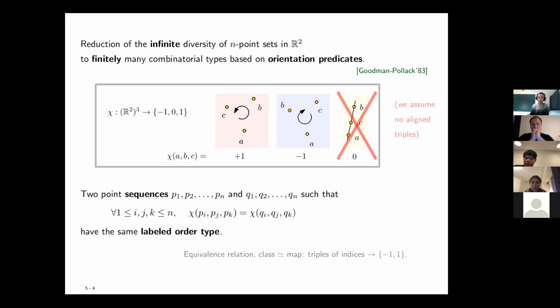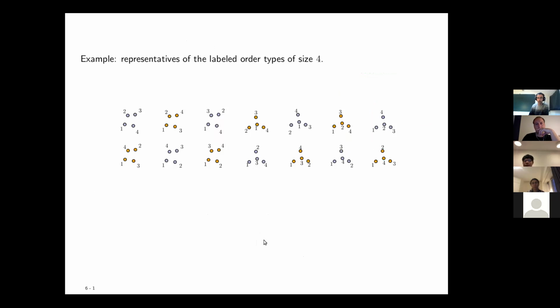Okay, and of course, this is an equivalence relation, and what we call really a labeled order type is an equivalence class. You can represent this either by an actual point sequence, one of the representatives of the equivalence class, or you can also represent this by a map that sends every triple of indices to +1 or -1. Okay. And just to give some example, if you're looking at size 4, these are the 14 possible order types.